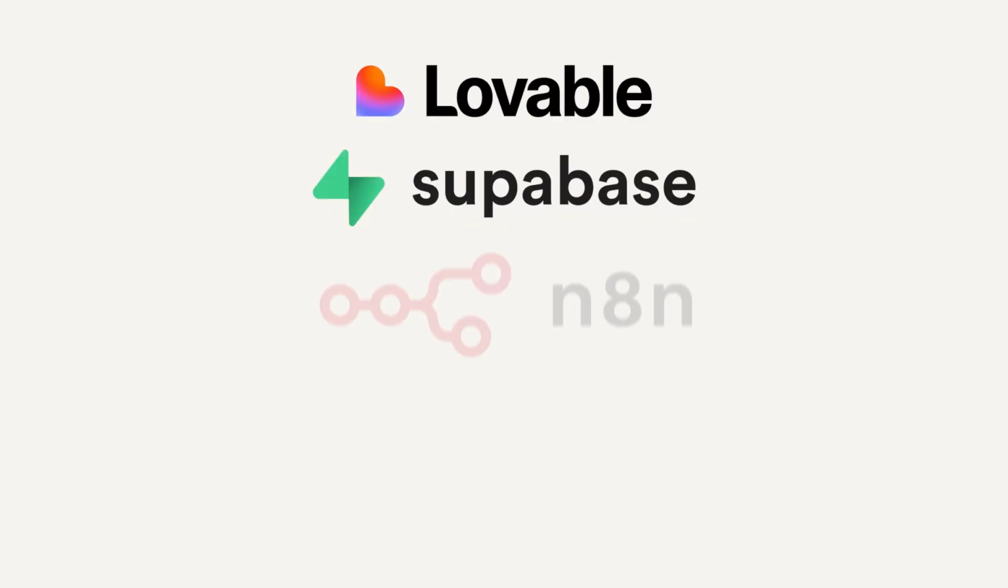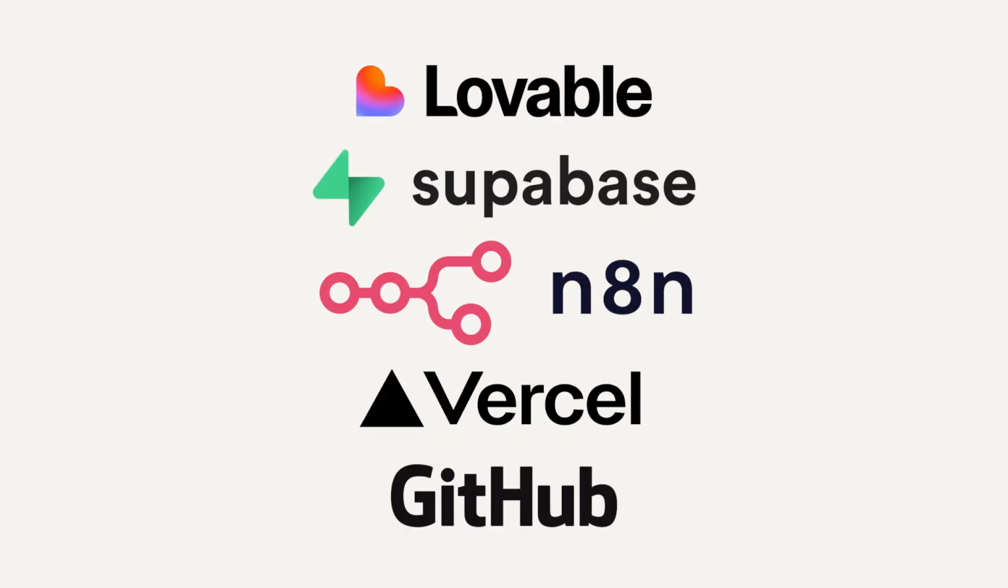The specific tools I use today, Lovable, Supabase, n8n, Vercel, GitHub, those might change. In 2 years, there might be better options. But the 5 layers, those will stay the same. You'll always need a front end. You'll always need a database. Yada, yada, yada. You get the idea.